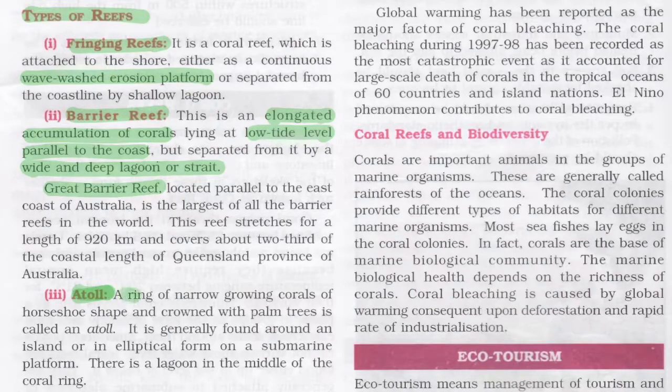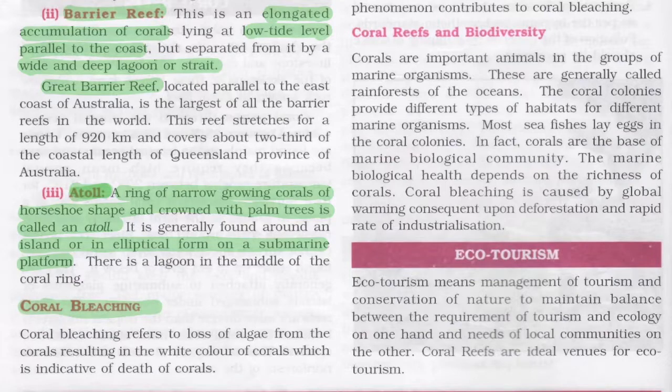Atoll: a ring of narrow growing corals of horseshoe shape and crowned with palm trees is called an atoll. It is generally found around an island or in elliptical form on a submarine platform. There is a lagoon in the middle of the coral ring. Coral bleaching means loss of algae from the corals that results in the white color of corals, which indicates that the coral is dead.